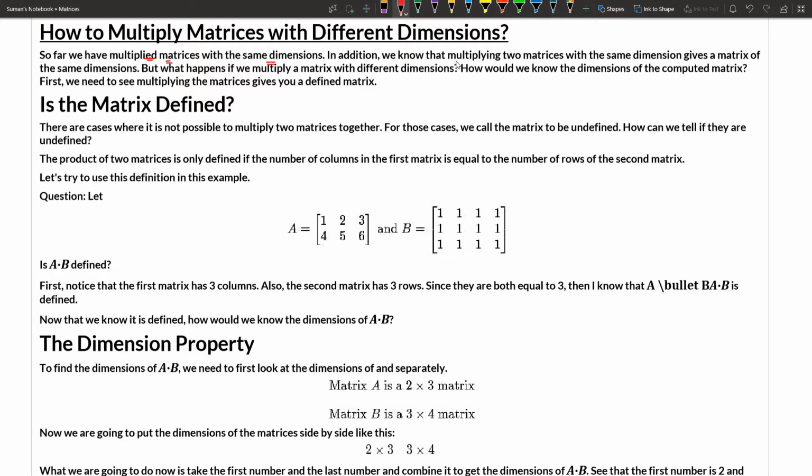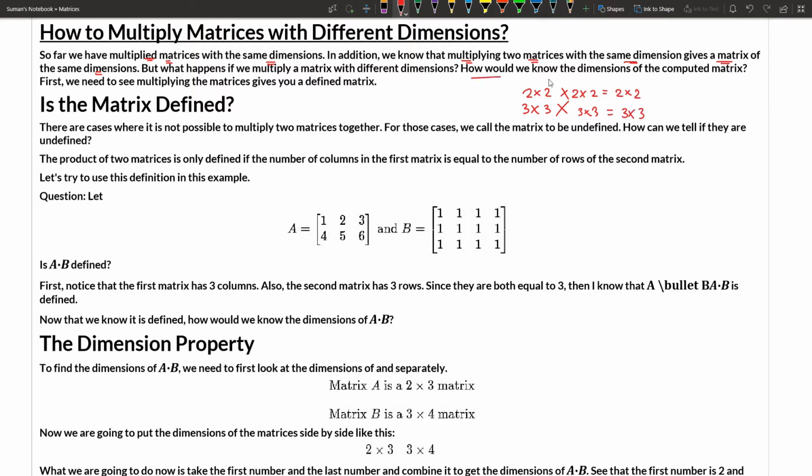In addition, we know that multiplying two matrices with the same dimension gives a matrix of the same dimensions. You may check the previous video: when we multiply two 2 cross 2 matrices, the resultant matrix is also of order 2 cross 2. And once again, 3 cross 3 matrices after multiplication give us a resultant matrix of 3 cross 3.